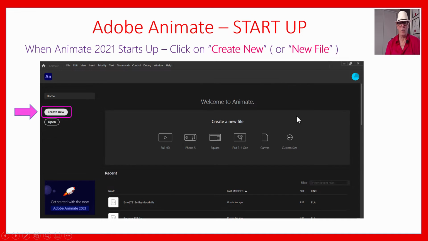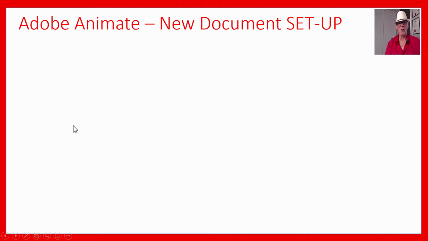So the Animate startup, when Animate starts up, this is Animate 2022, okay? This one's 2021, and it had Create New. We're now running with the new 2022, and it says New File here instead. But they both look pretty much the same. It's just whatever says New on it, click that and you'll be okay.